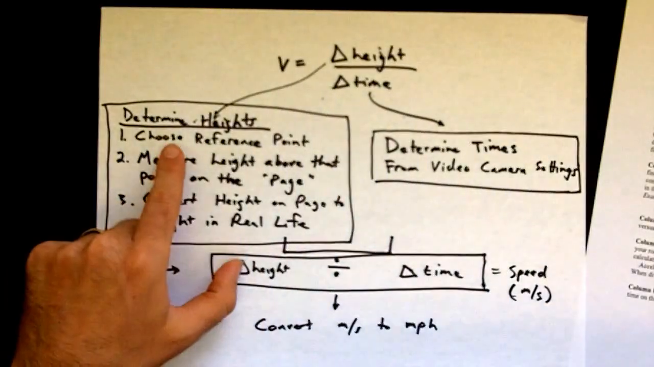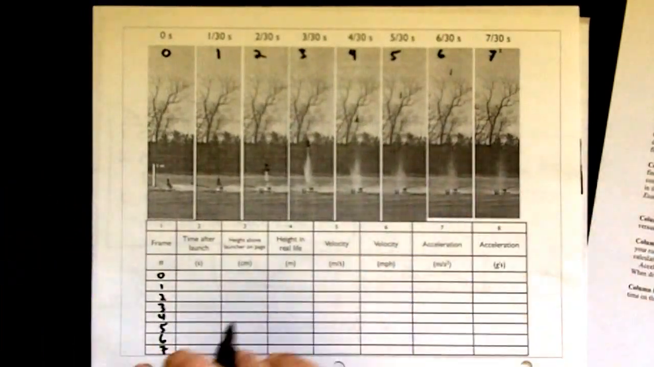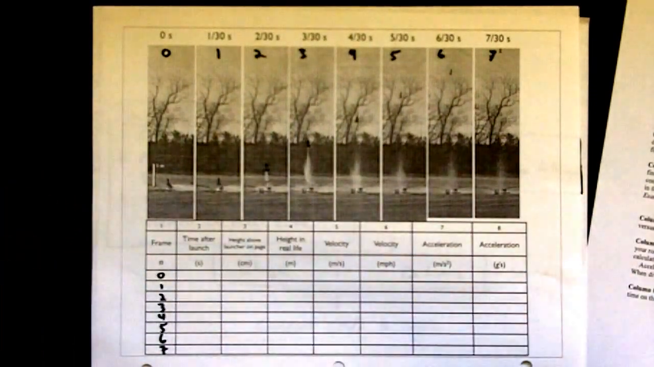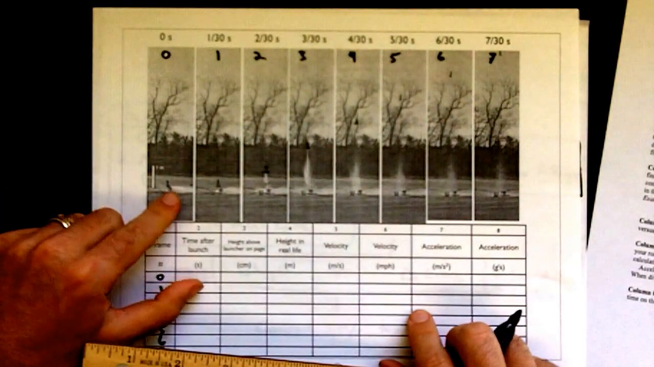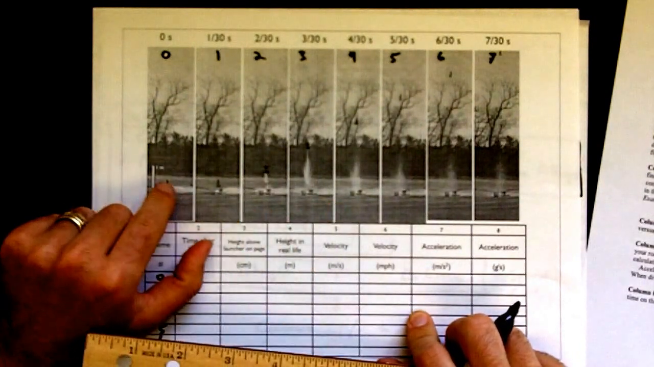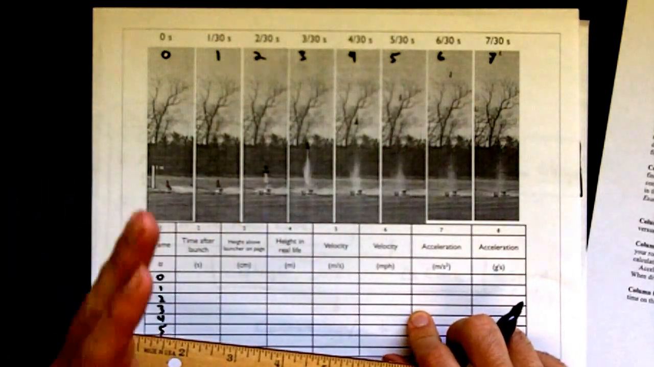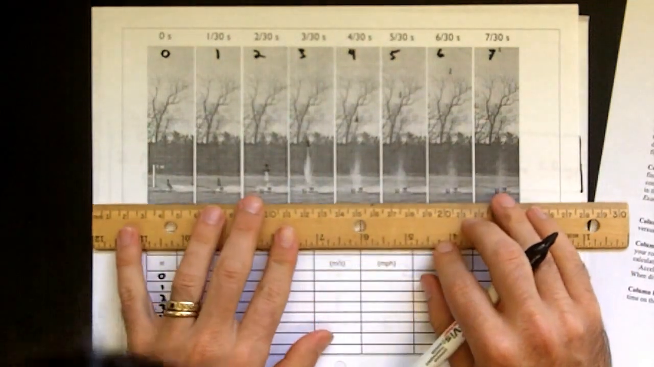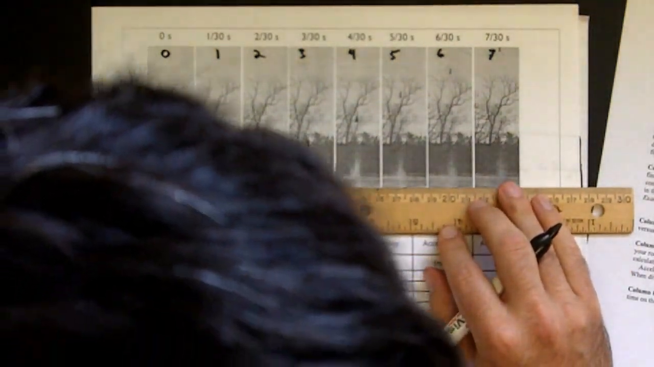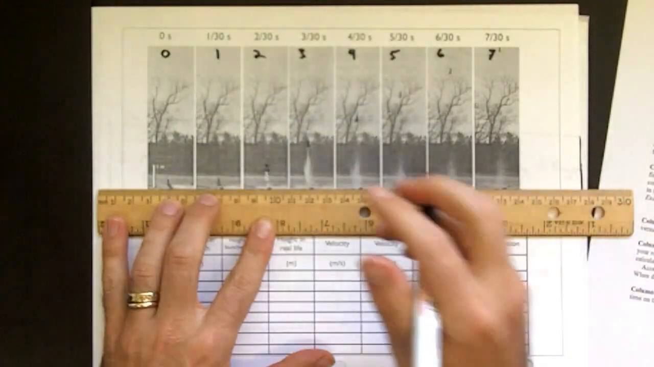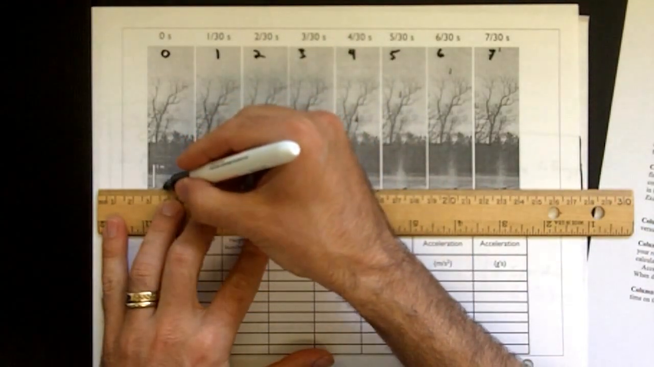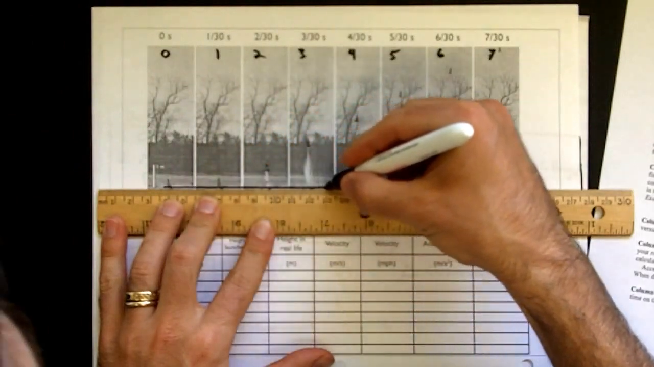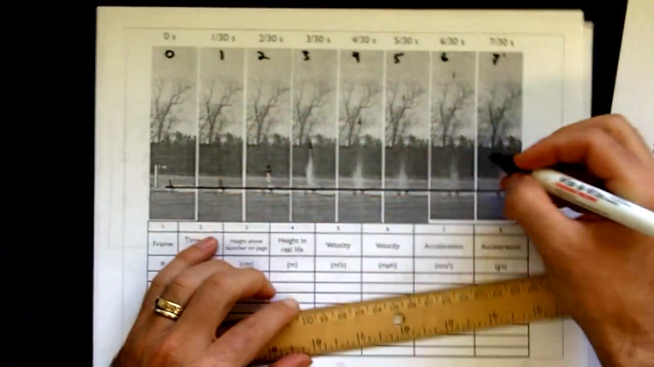So let's start at that first step, choosing a reference point. We talked about this in class, about how it really doesn't matter where you choose your reference point, where you measure from on the ground and where you measure to on the rocket, as long as you are consistent the whole time. So it might be easiest to start off by, I like to measure from the rocket's launch pad, and I'll draw a line all the way straight across on that, and that's going to be my reference line.